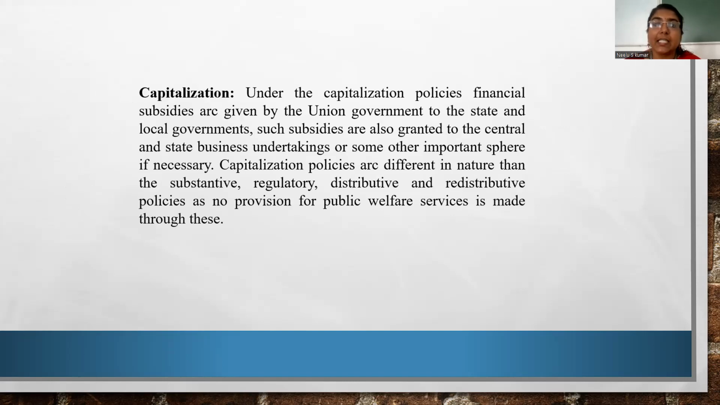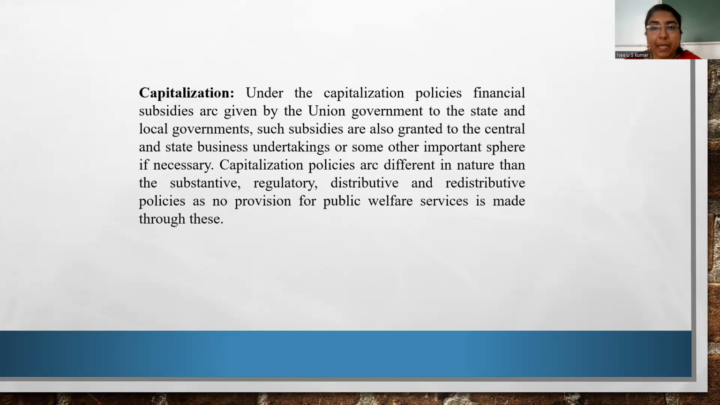So the next kind of public policy, the last type, is the capitalization public policy. Under the capitalization policies, financial subsidies are given by the union government to the state governments and the local governments. Such subsidies are also granted to the central and state business undertakings or some other important spheres if necessary. Capitalization policies are different in nature from substantive, regulatory, distributory, and redistributory public policies, as no provision for public welfare services is made through these funds.